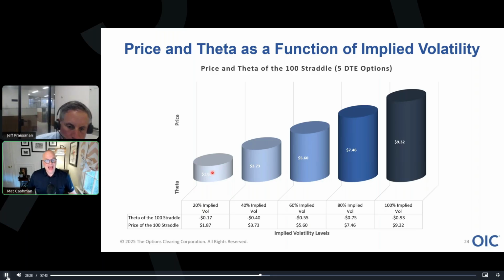What that means is that as the implied vol goes up, the extrinsic value of those options is going up commensurately with it.